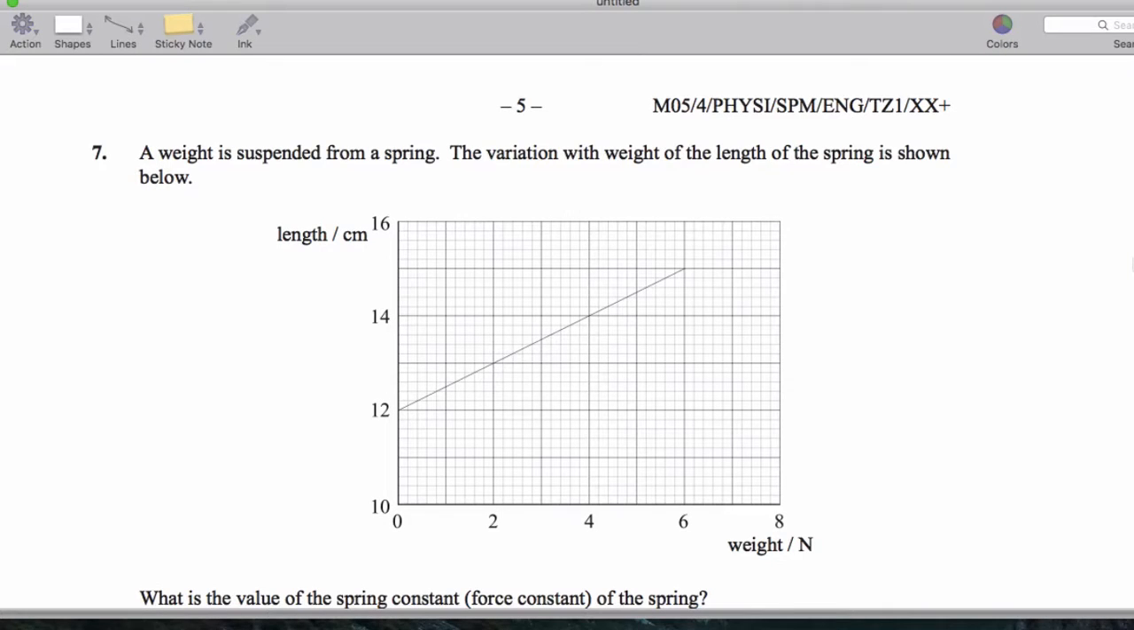Number 7! Scared you, didn't I? All right. This is a weight suspended from a spring. The variation with weight of the length of the spring is shown below.